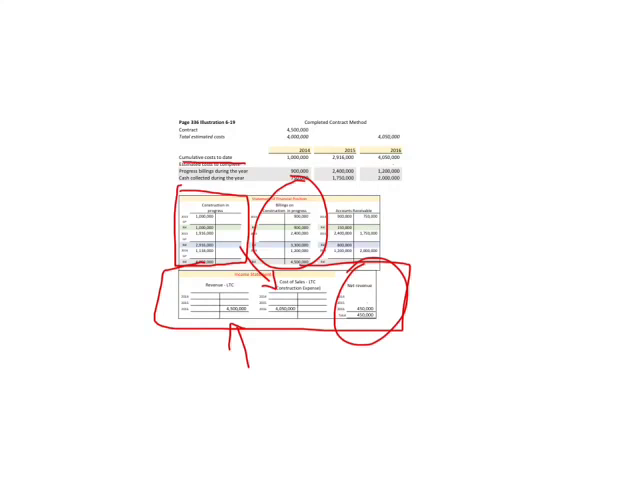So that's it. That's all. Remember that percentage of completion is the preferred method, but this is how you account for completed contract.